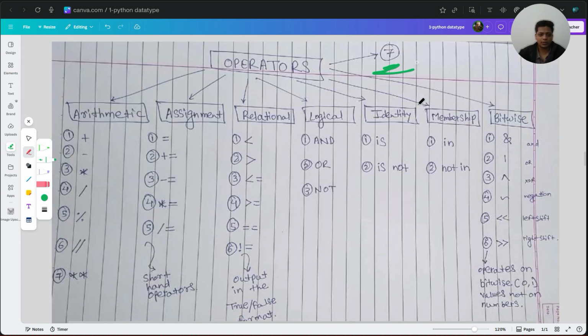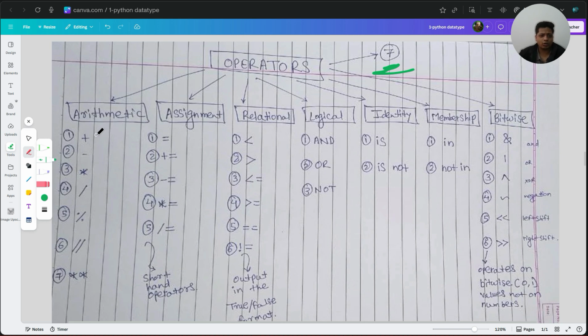There are 7 operators in Python: arithmetic operator, assignment operator, relational operator, logical operator, identity operator, membership operator, and bitwise operator. Each of the operators is very important. Out of these 7 operators, there is no operator missing in Python, so you need to remember these.